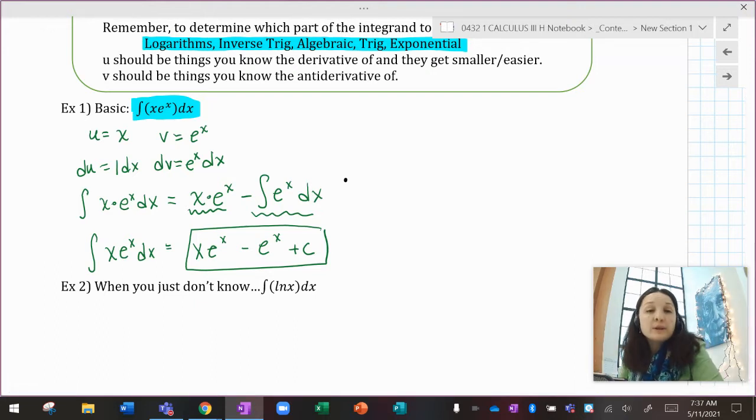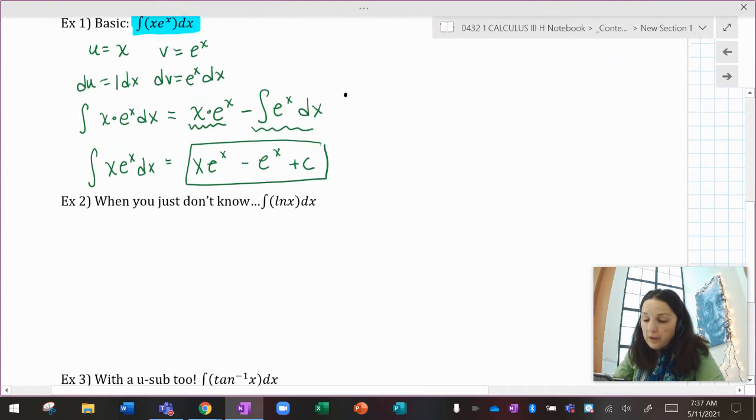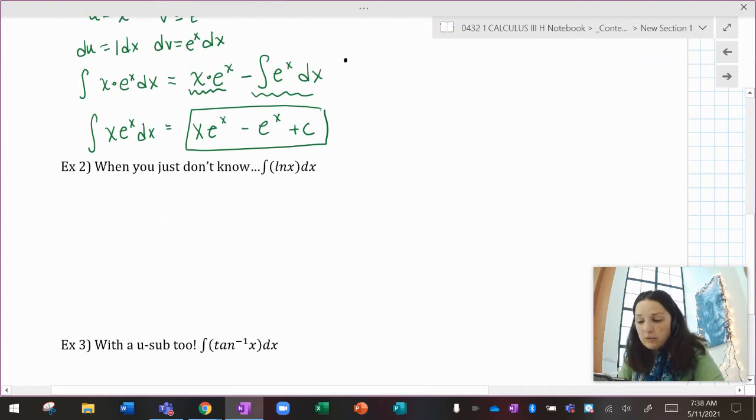So one way to use integration by parts is to have a product that you can't just get rid of, and then you separate that product into u and dv and go from there. Well, if I look at number 2, I don't have a product. I just have the integral of ln x dx. But here's the thing, ln x dx is a product. There's ln x and there's dx.